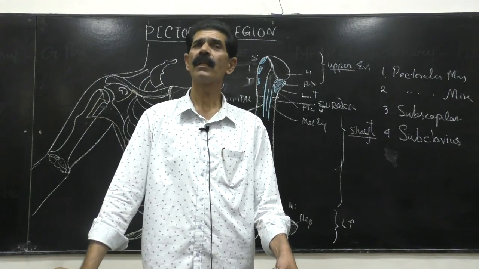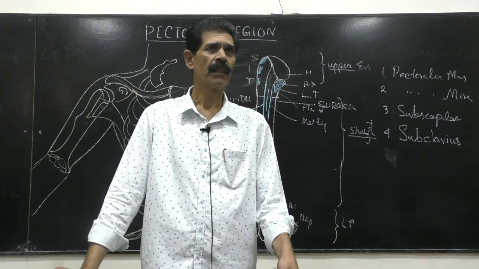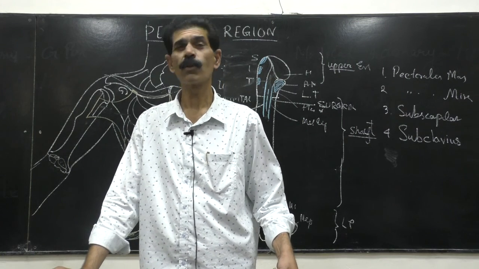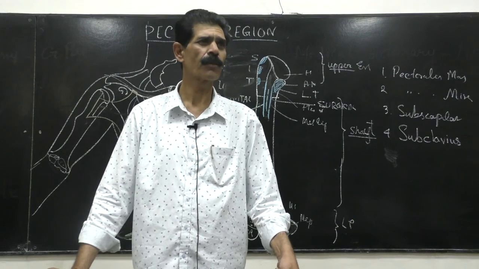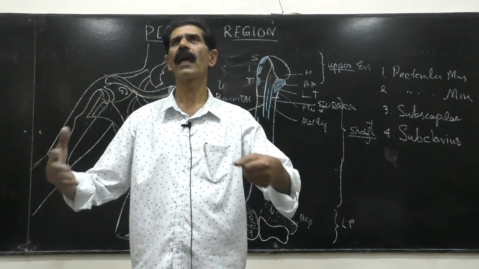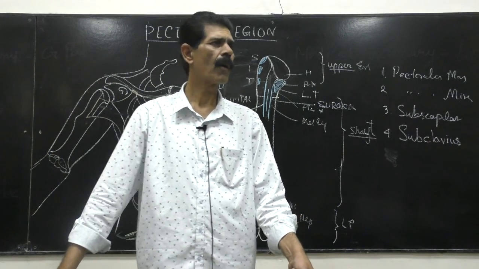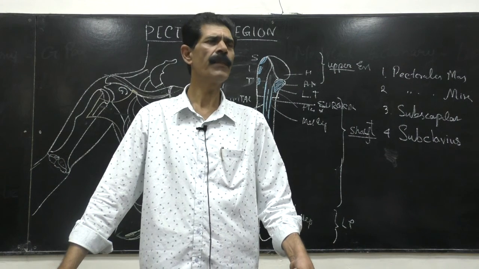Because there are other flexors out there, and this is not the only adductor. There are so many adductors. It is not the only flexor. So many flexors are also present. So all the muscles act in union to bring about certain movements at the shoulder joint.